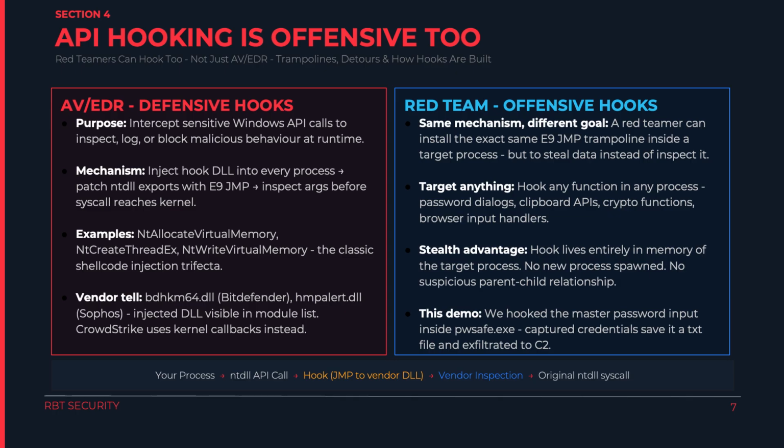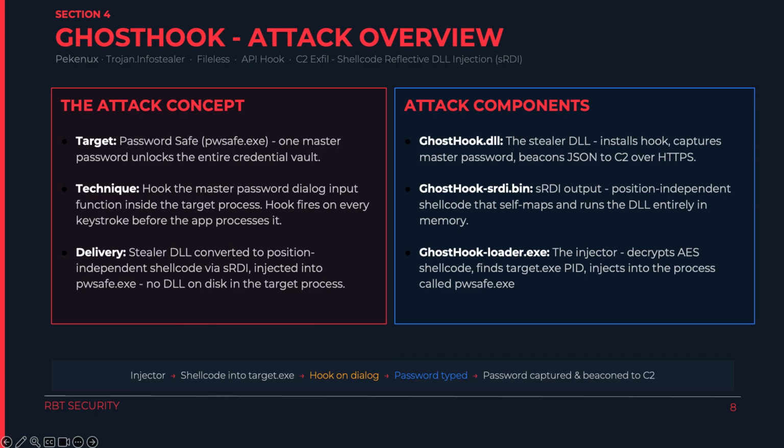And as you can see in the demo, that's basically what we did. We hooked the master password input inside pwsafe.exe. We capture the credentials in a txt file locally, and also we exfiltrate all the information to our C2, right, command and control server. Right. So let's move on to the next slide.